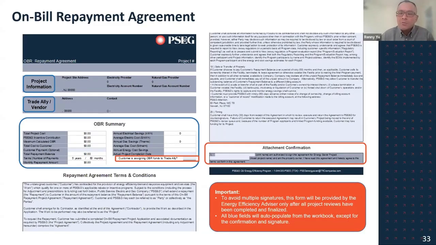Yes, the application we need to run to see if they qualify, but for the OBR repayment agreement, please hold off on asking the customer to sign until the final incentives are determined by our program team. Once confirmed, we will send an on-bill repayment agreement to you so you can have the customer sign off on the OBR repayment agreement.